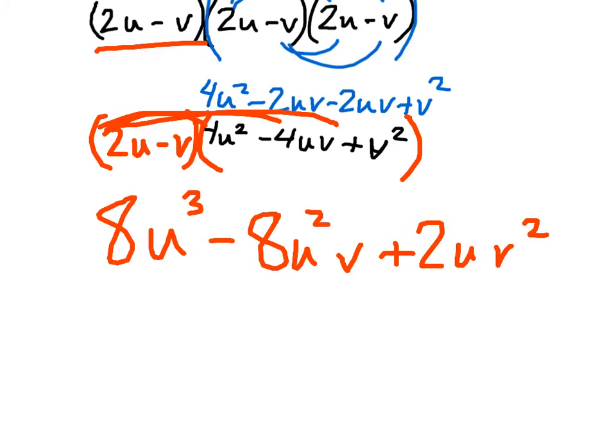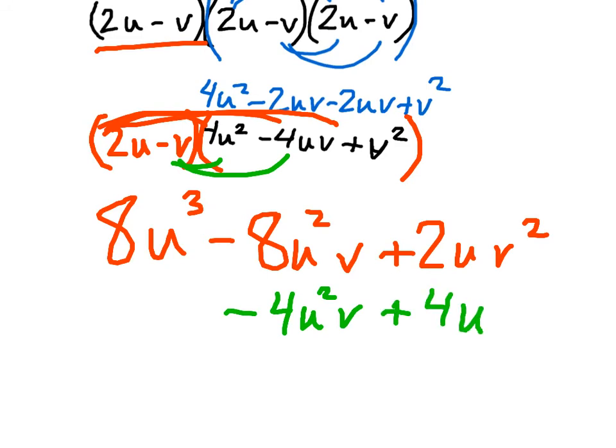Okay, bottom set of rainbows is negative 4u squared v plus 4uv squared minus v cubed.